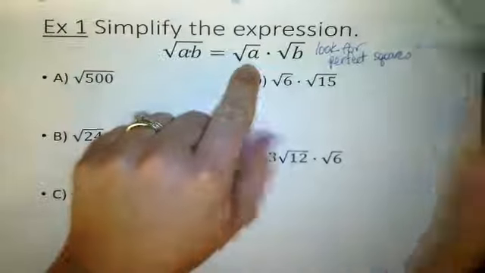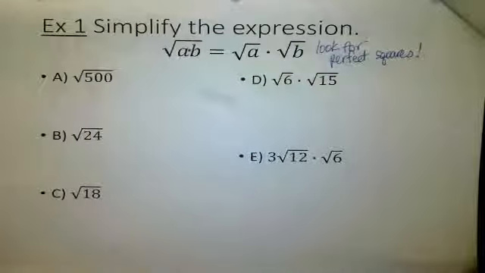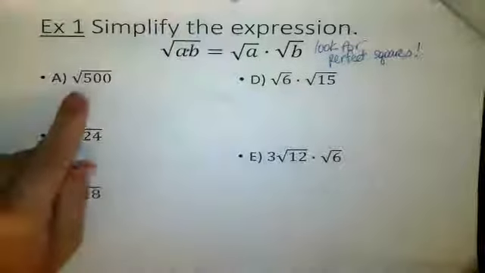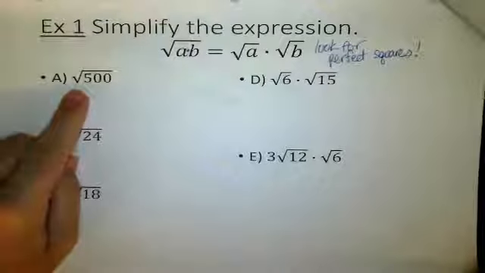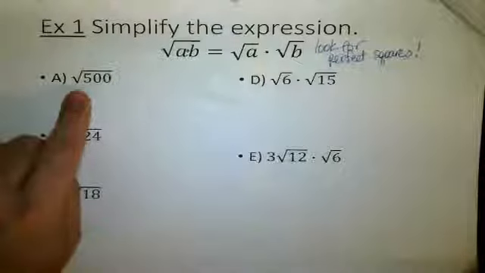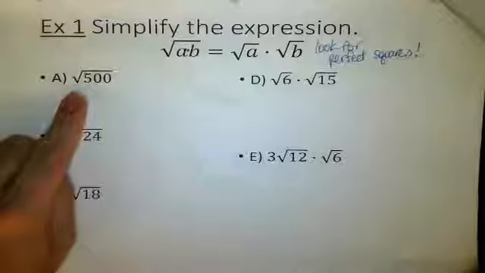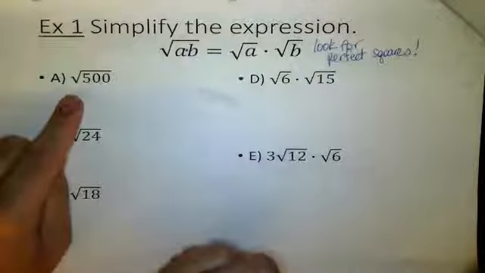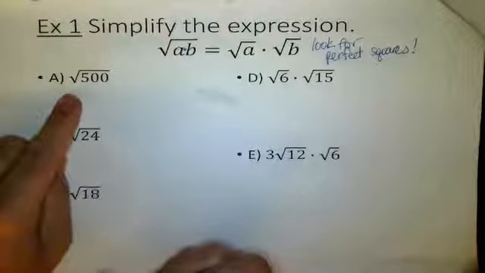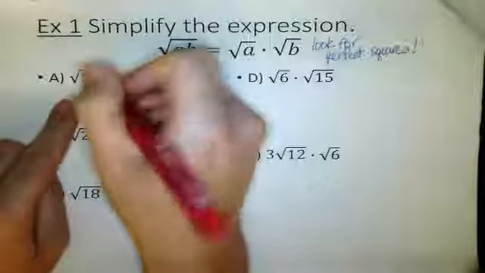We want to look for our perfect square factors. So if I'm going to simplify the square root of 500, I want to break apart 500 into some factors. Well, there's lots and lots of factors of 500, right? But what's a really obvious one?